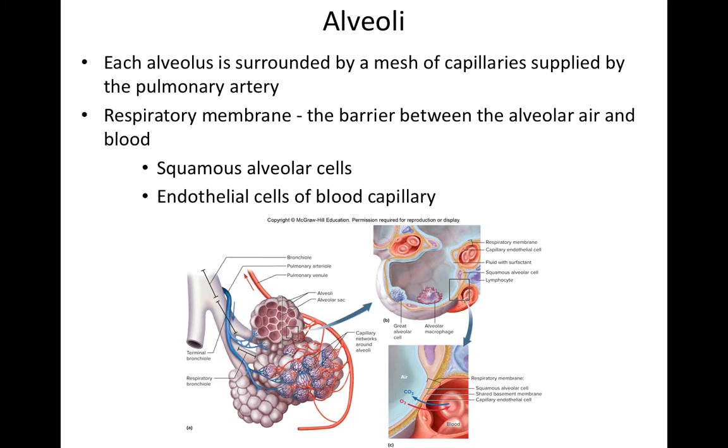We've got the type 1 squamous alveolar cells, so these guys, and then we've got the endothelial cells of the capillaries. So it is very, very thin, and they share a basement membrane between them, right here. It's very thin tissue, but anything that affects the respiratory membrane will affect gas exchange. So we're going to talk about a couple different things later on that negatively impact the respiratory membrane, which then negatively impacts gas exchange.